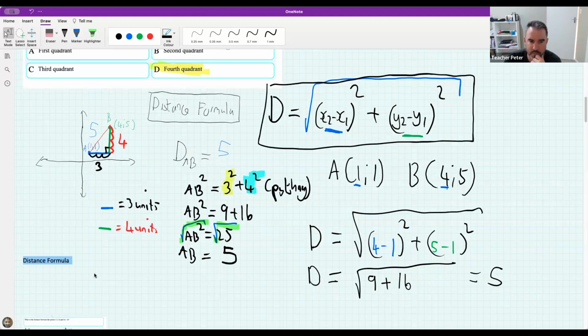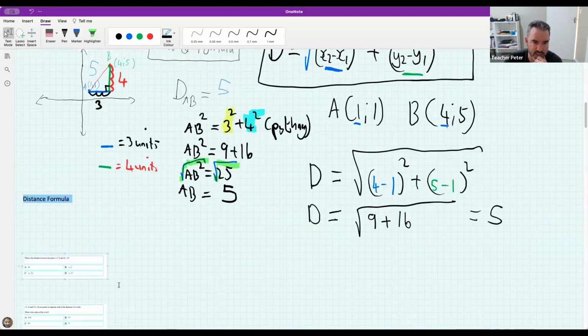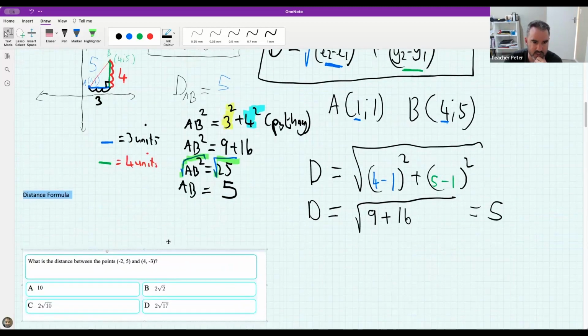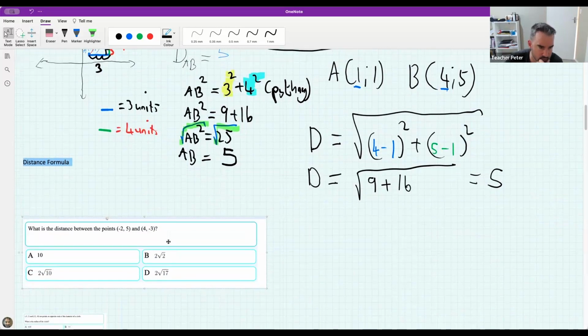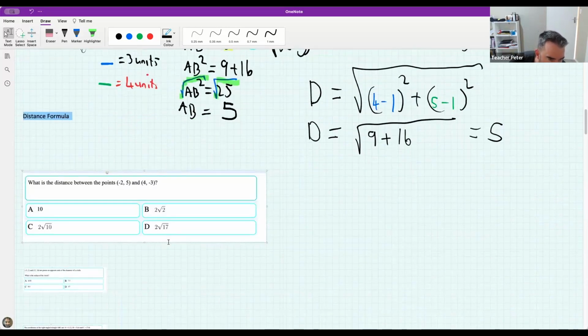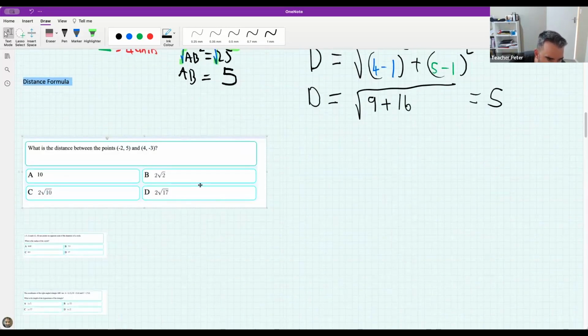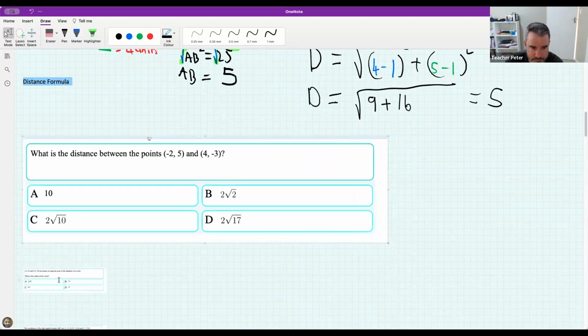But I think now what we want to do is take this out to the races. Let's have a look here. It's a bit of a tricky one, but we're going to do it together.